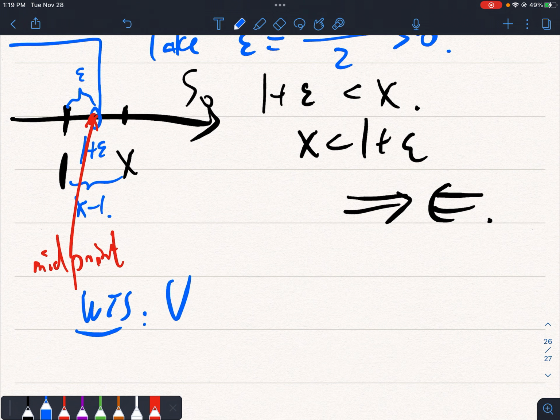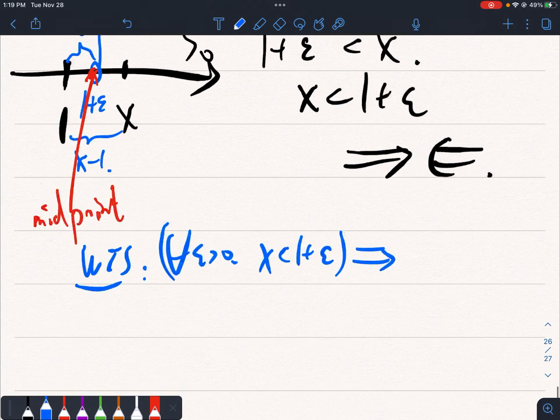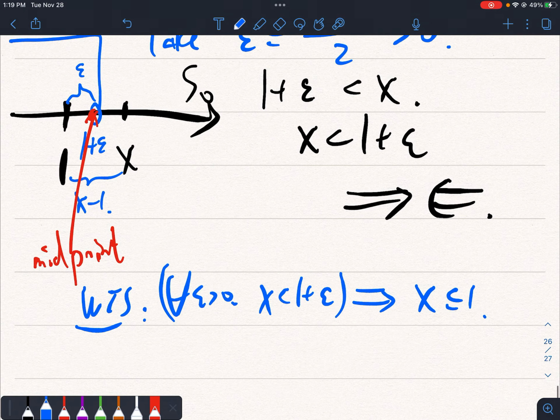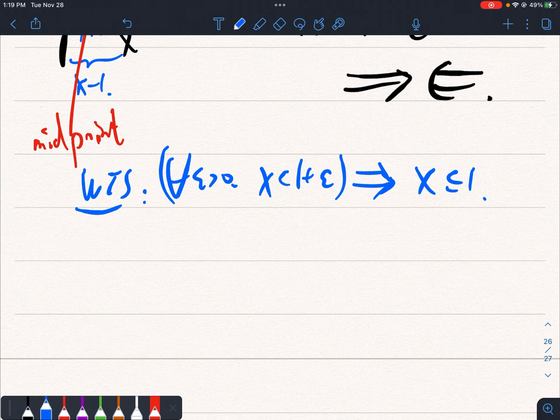Okay, so here, the thing is that you want to show that for all epsilon bigger than 0, 1, x is less than 1 plus epsilon is equivalent. Here you just want to show it implies, right? You just want to show the other direction. You want to show it implies x is less than or equal to 1. So if you don't want to use proof by contradiction, then you will need to consider the proof by contrapositive, right?